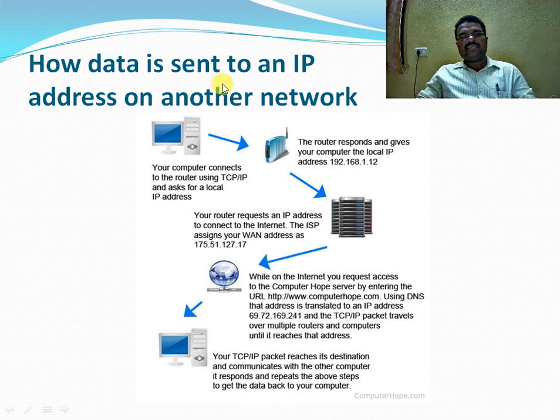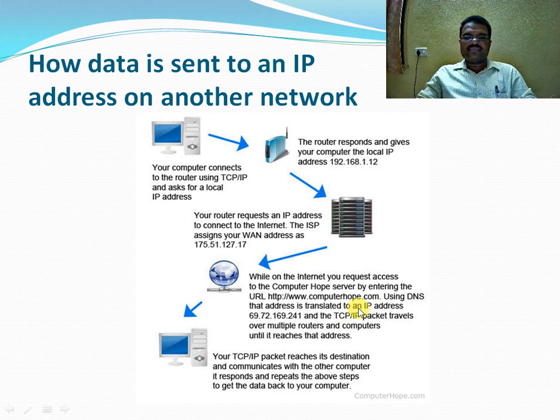So how is data sent to an IP address on another network? Here our computer connects to the router using TCP/IP and asks for a local address. The router responds and gives the computer the local IP address 192.168.1.12. The router requests an IP address to connect to the internet. The ISP, internet service provider, assigns a WAN address, 175.51.127.17.